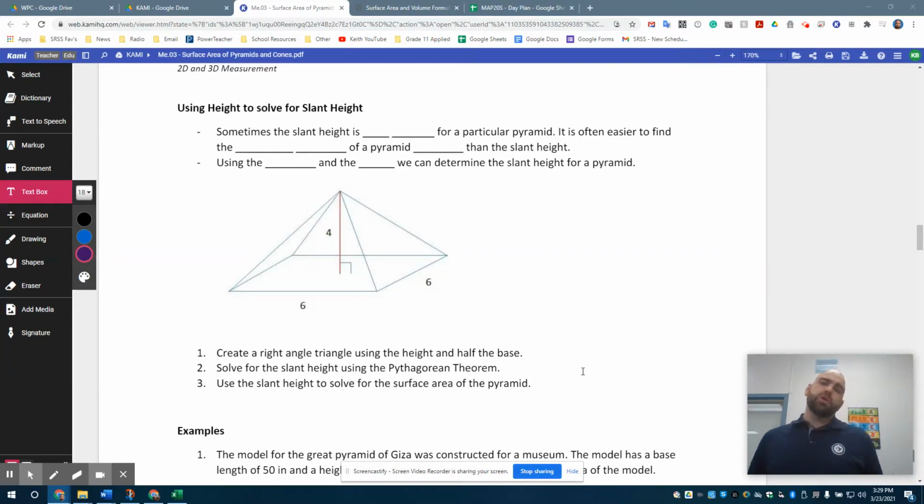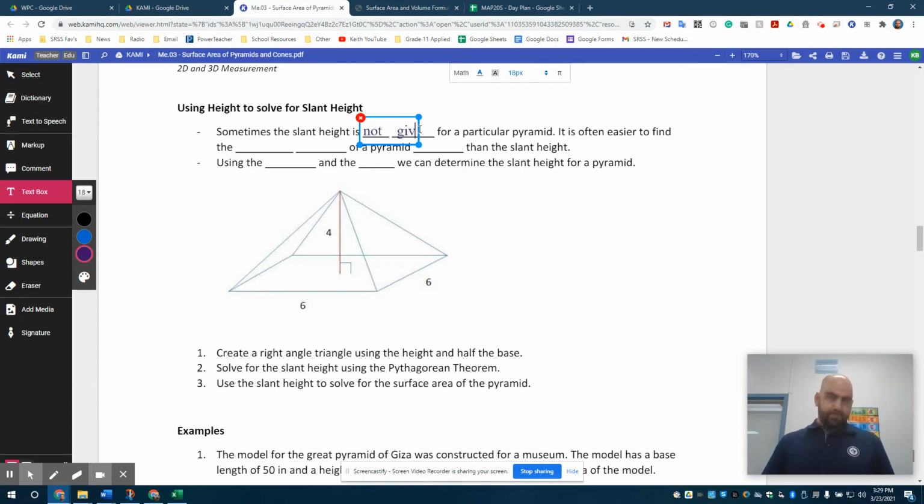Now, what happens if we are not given a slant height and we are just given the height of a pyramid? Well, like I said, sometimes the slant height is not given for a particular pyramid. That would be the case of one like this here, where we're given a height. It is often easier to find or be given the regular height of a pyramid rather than the slant height. So in this case here, that would be this line, the 4, rather than the slant height.